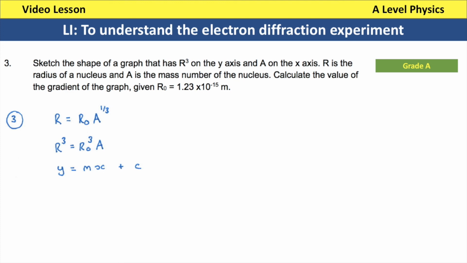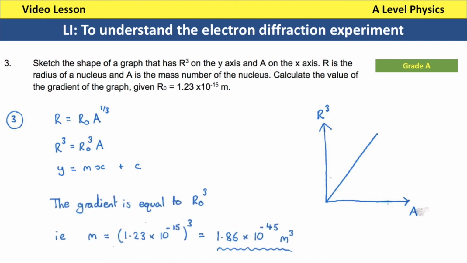So we cube both sides of this equation to give us R cubed equals R0 cubed A, and then we compare that to a line of y equals mx plus c. You can see in this case there is no plus c, so that makes life easier. When it comes to sketching the graph, it will just be a straight line through the origin. But now we need to calculate the gradient of the graph, and we can see that the gradient, m, is equal to R0 cubed. So the gradient will be 1.23 times 10 to the minus 15 cubed, which comes out as being equal to 1.86 times 10 to the minus 45 metres cubed. Please don't forget that because we're doing R0 cubed, the unit also has to cube, so the gradient has that unit of metres cubed.